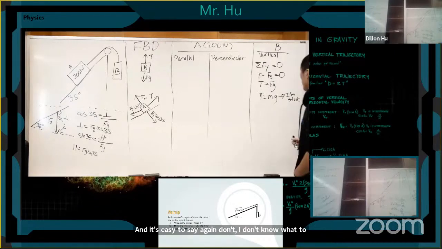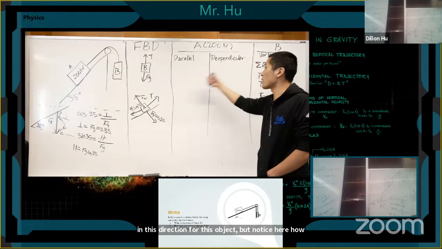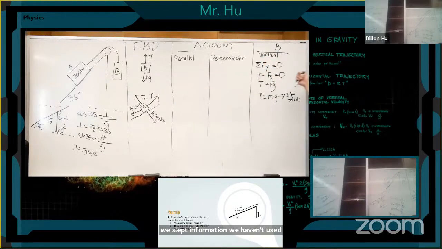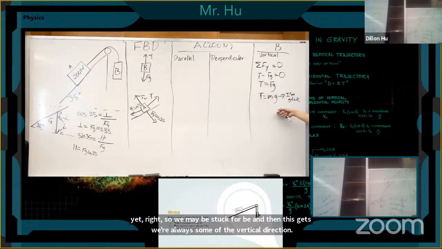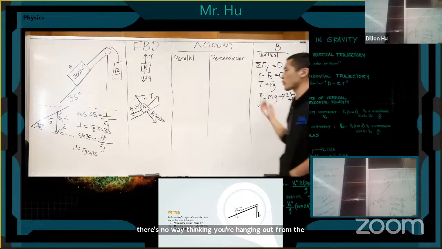So here's the thing, right? We may be stuck in this direction for this object, but notice here how we haven't done anything for the A object yet. We still have information we haven't used for A yet. So we may be stuck for B, and in this case, we're only stuck in the vertical direction, and we need to figure out this tension force, but there's no way of figuring it out from the B object. So we need to use our information from the A object.